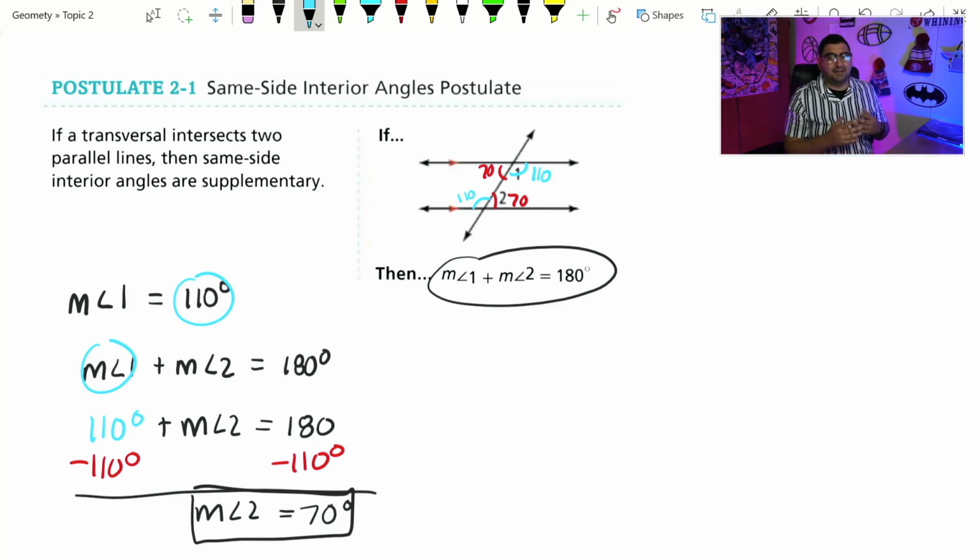And we use this, again, a lot when we're trying to write proofs, when we're working with triangles, and other concepts in geometry. So hopefully now you understand these angles a little bit more when we're talking about interior angles that are inside two parallel lines that were cut by a transversal.